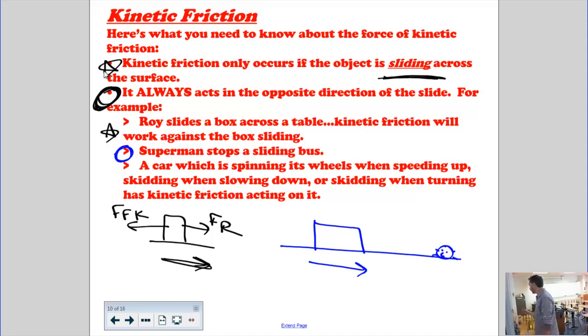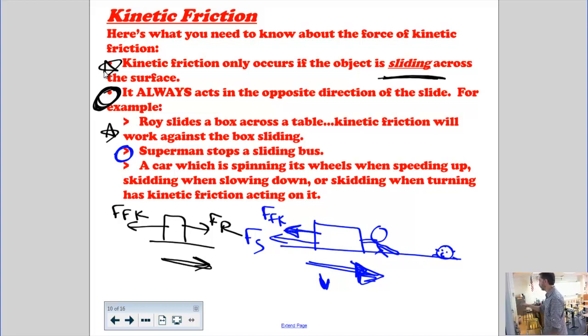So even if Superman wasn't there, friction would be trying to stop it, right? Kinetic friction, because it's sliding. Now, Superman coming in here and trying to stop this thing doesn't change what friction is doing, right? Now it's just Superman and friction working together to stop it. All right? So please don't make the mistake of thinking that the friction opposes the force. It doesn't. Kinetic friction opposes the velocity. The idea is this school bus in this example is moving to the right. Friction doesn't want it to, so friction's going to push to the left, no matter what direction Superman pushes it.